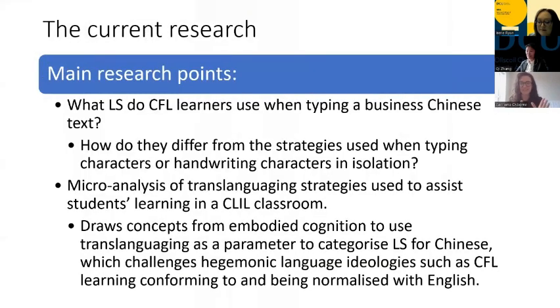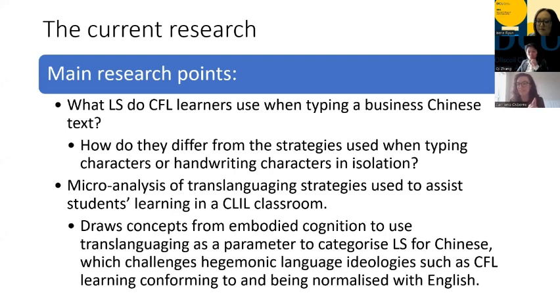The current research then, finally, we're moving on to the current research based on all our knowledge of what was in the field, and then our own investigation of what's going on. So the main research points that we want to look at. So what learning strategies do CFL learners use when typing a business Chinese text? So when they're typing a text now, moving away from characters in isolation, we want to look at this kind of whole text in terms of meaning making. How do they differ from strategies used when typing characters or handwriting characters in isolation?